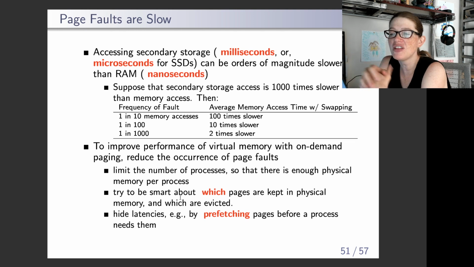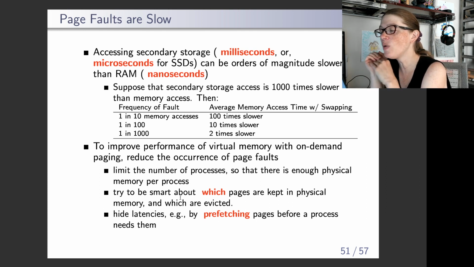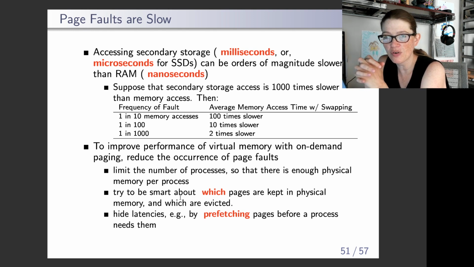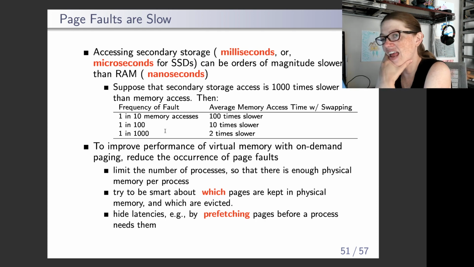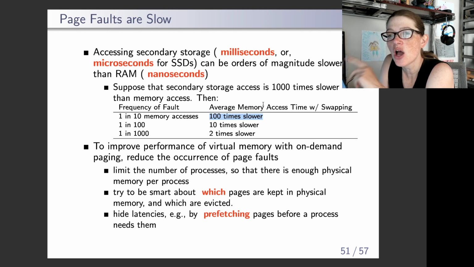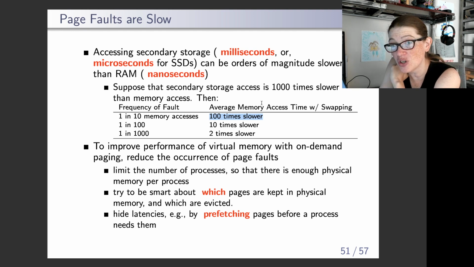So if we make the assumption that accessing secondary storage is 1,000 times slower than RAM, which is a pretty good assumption to make even with an SSD, then we can estimate the impact on the performance of the program as compared to address space preloading. So if you have a page fault for every 10 memory accesses, then your program is 100 times slower. So if your program on OS 161 took 1 minute, it now takes 100 minutes to run. I don't know about you, but if I have to wait more than like 10 seconds, I throw things out the window because I get irritated with them.